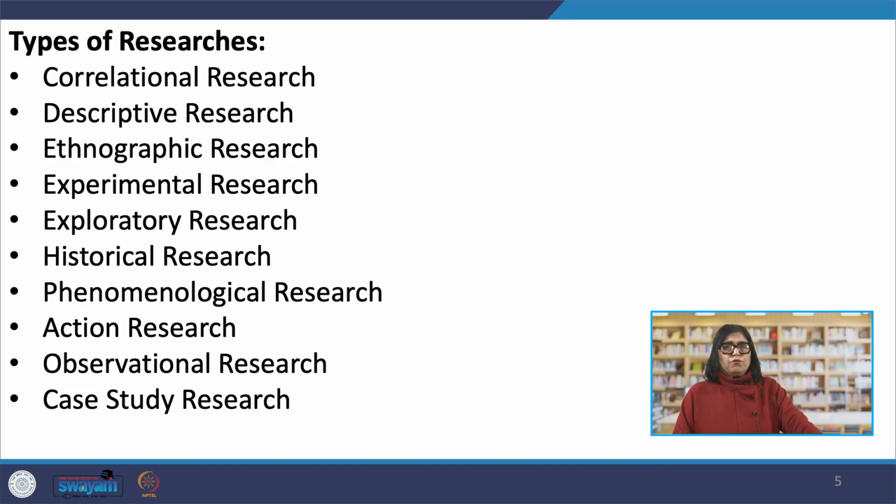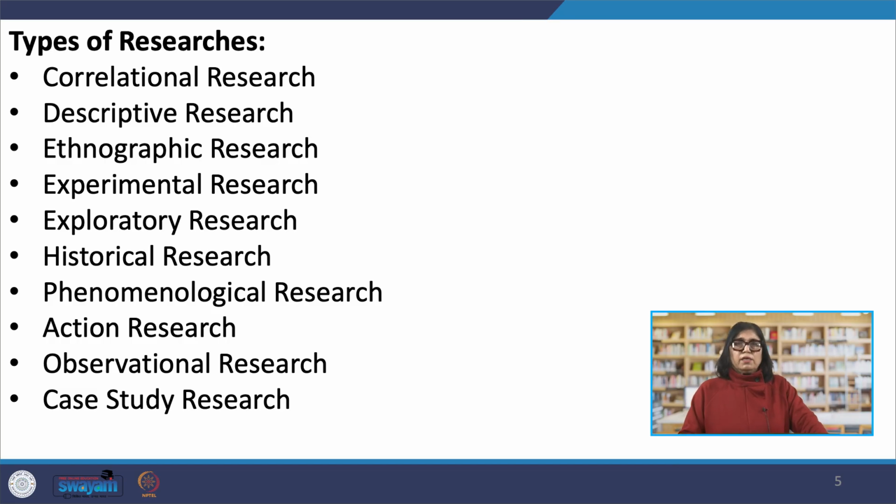Phenomenological research focuses on studying people's experiences from their own perspective. It aims to understand how people make sense of the world around them and how their experiences shape their understanding. Action research improves a situation or solves a problem within a specific context. Researchers collaborate with practitioners in the field to implement changes and evaluate their effectiveness.